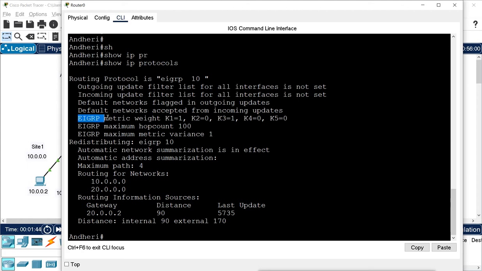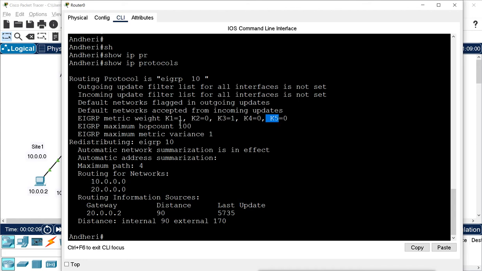Now this is the EIGRP metrics weight, and it has these five metrics. The five metrics are bandwidth, load, delay, reliability, and MTU. They are denoted as K values: K1, K2, K3, K4 and K5.